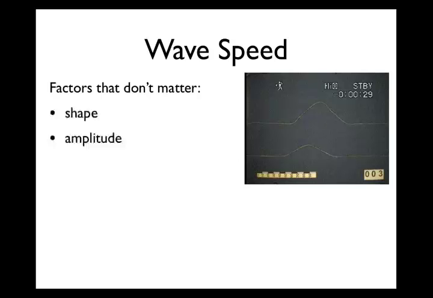So, when we play around with making waves on a spring or a string, you should observe a few things. There are some factors that you can change that don't seem to affect the speed of the wave, and they include the shape of the pulse that you have. So square, triangular, round, what have you. The amplitude of the pulse, how high the pulse is above equilibrium, doesn't seem to control the wave speed. How wide the pulse is, same thing.